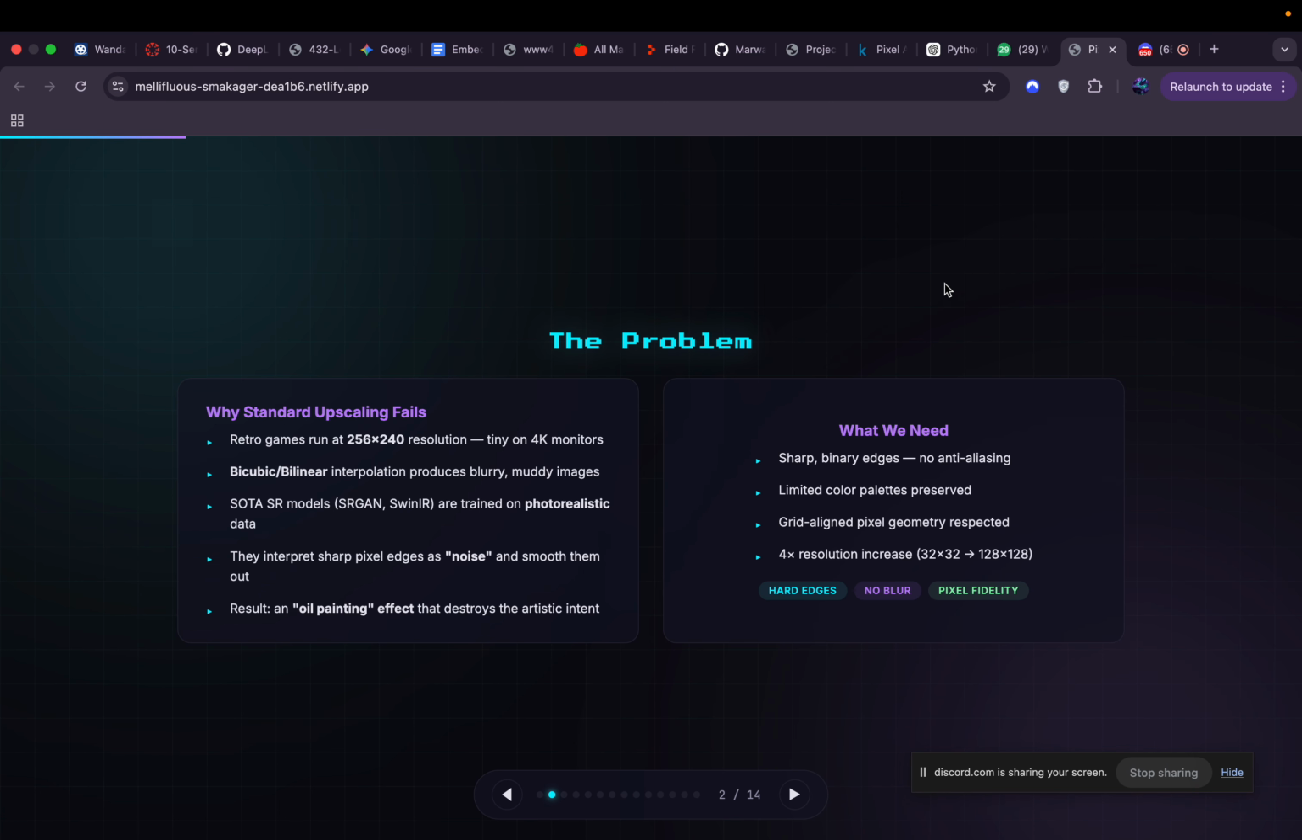And here's the interesting part. Even state-of-the-art super-resolution models like SRGAN and SwinIR fail on pixel art. They are trained on photos, so they interpret those sharp pixel edges as noise and smooth them out. You get this oil painting effect that completely destroys the artistic intent. What we need instead is a model that respects pixel art geometry: hard edges, limited palettes, grid-aligned blocks. And that's what pixel art is designed to do.